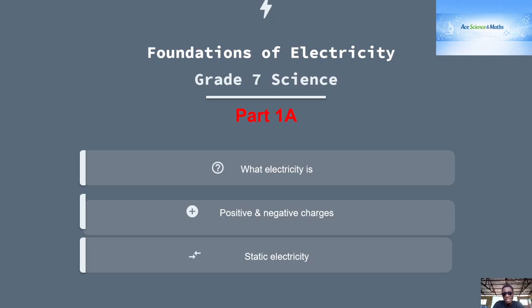Today we will start from the very basics. And by the end of this lesson, you will learn and understand what electricity is. You will know how the charges work, and you'll be able to explain in detail what static electricity is about. Because this knowledge is the foundation for understanding later topics in circuits, magnets, motors, and even generators. So pay attention, take your pen and your books, and let's dive in right away.